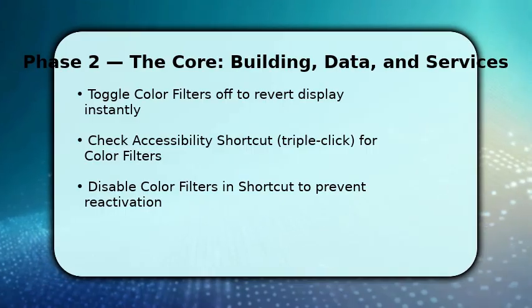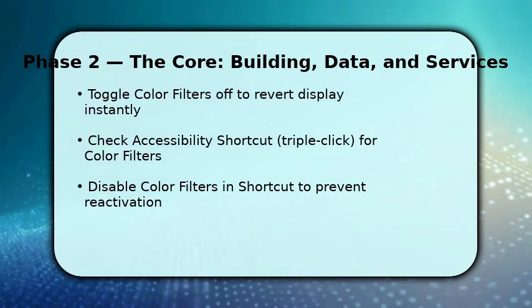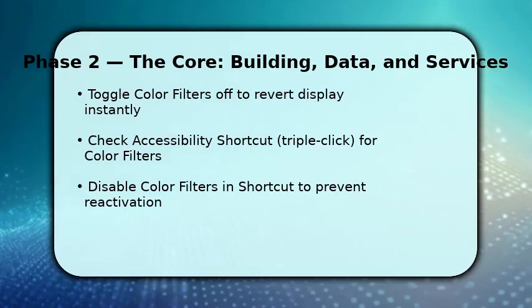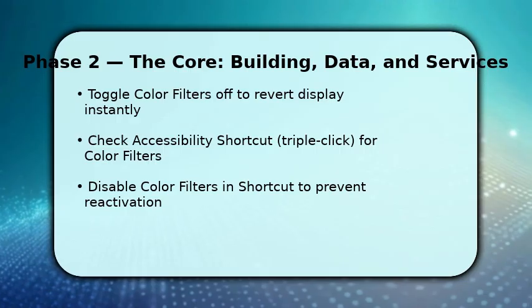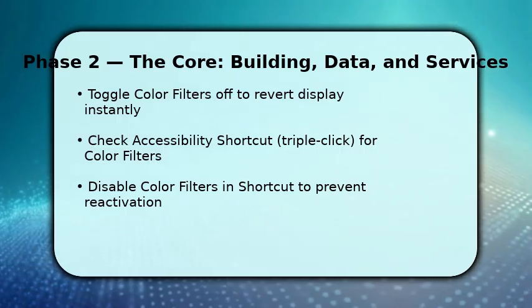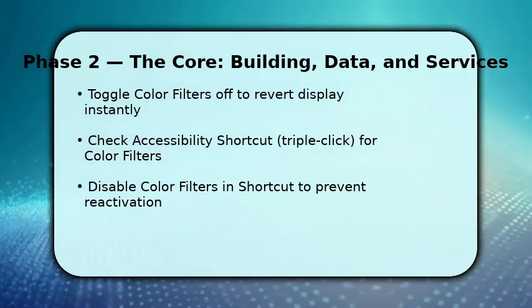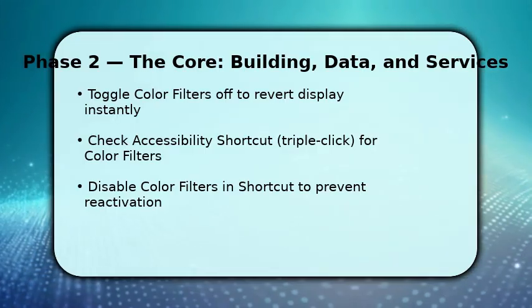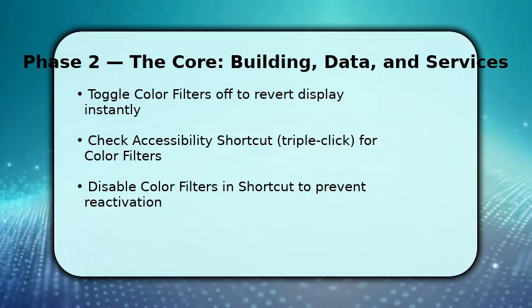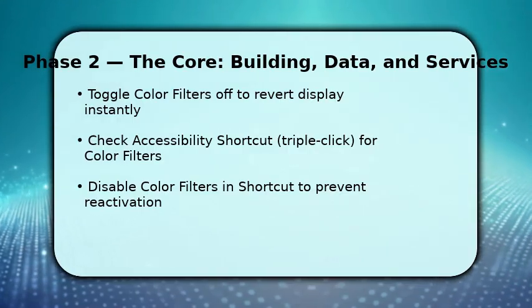Go back to Accessibility, scroll to Accessibility Shortcut, and look for color filters. If it's selected, uncheck it so triple-clicking the side or home button won't re-enable the filter. This prevents accidental activation. When unchecked, color filters stays off, unless you deliberately enable it again.